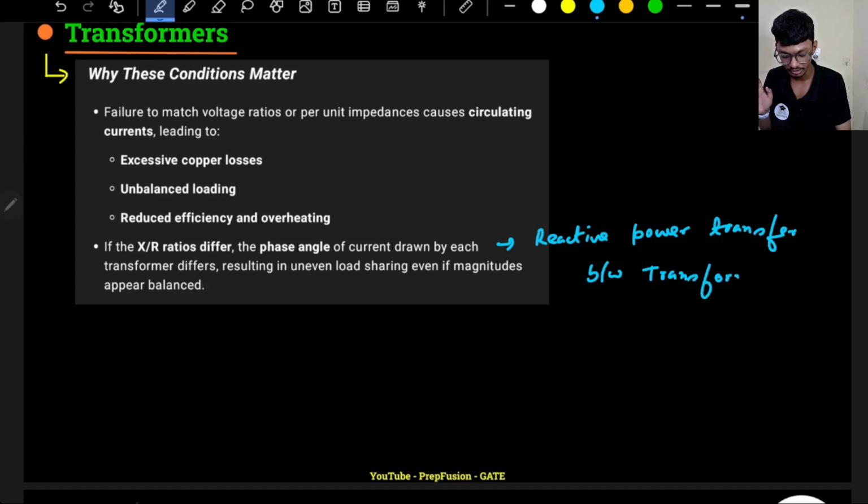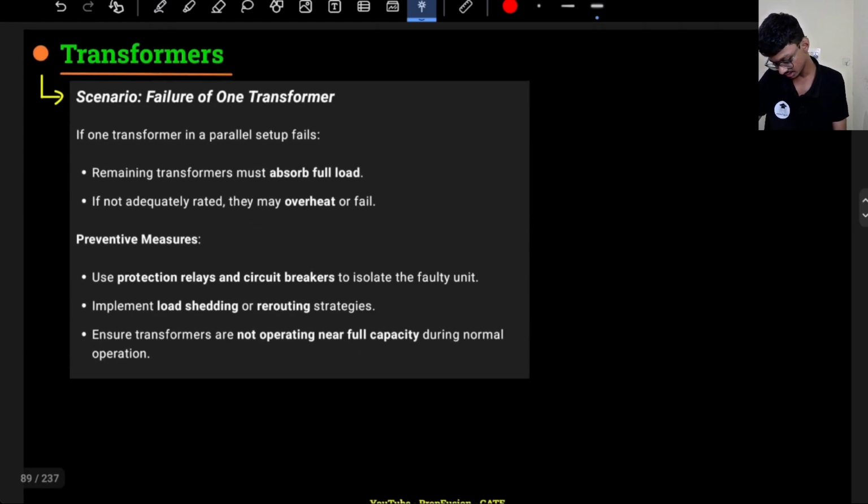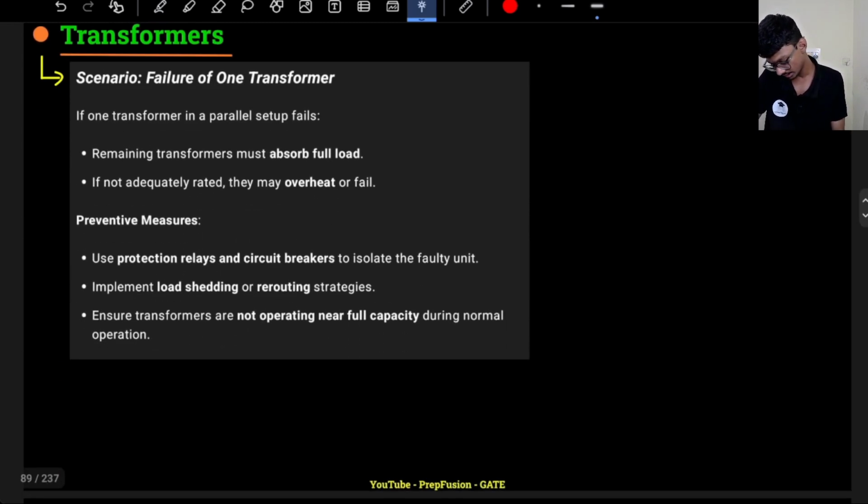That's why it is a desired quantity to have the same x by r, but even if it's different, it will be fine; the desired parameter is that their x by r must be the same. So yeah, these are the conditions basically. We already discussed that if one transformer fails in a parallel setup, all the remaining ones must absorb the full load. If we don't satisfy these conditions, they will not be able to share the load properly.